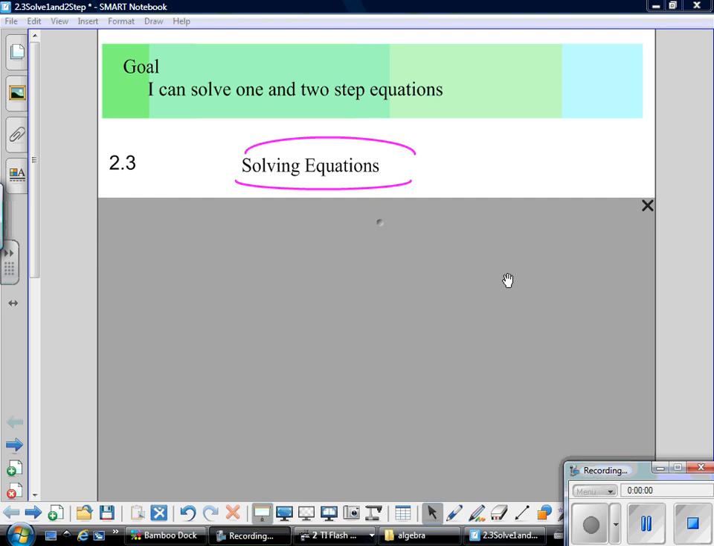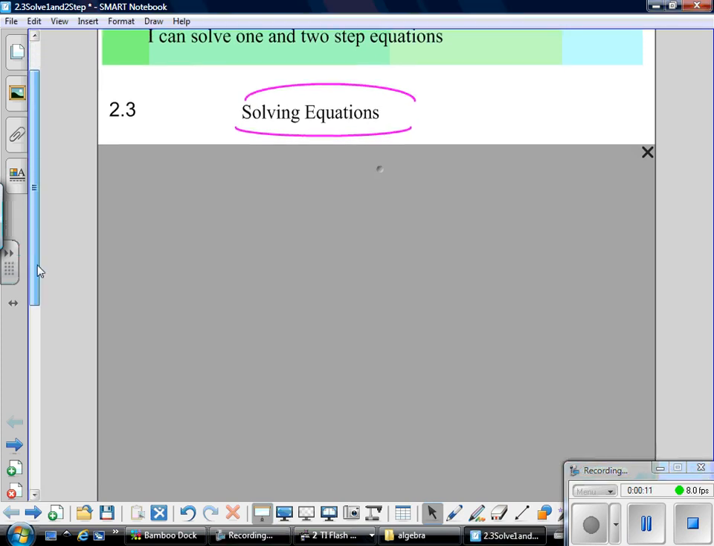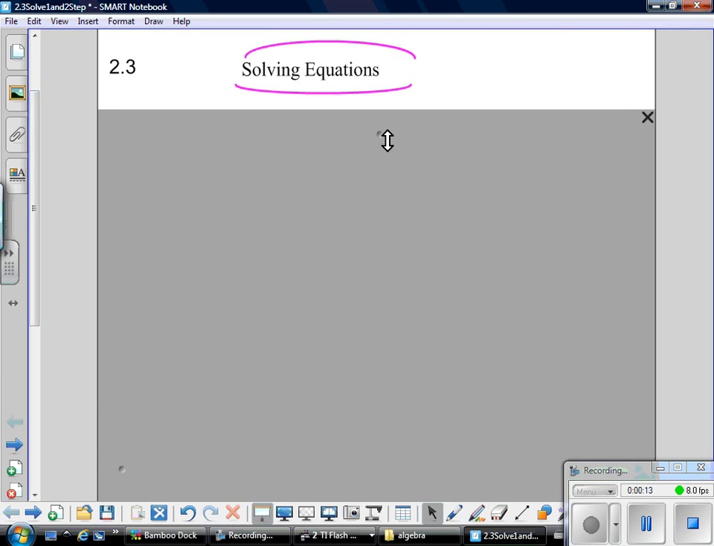Right, so what we're looking at now is section 2.3, and it's called solving equations. Our goal is: I can solve 1 and 2 step equations. So this is a little bit different than what we did before.